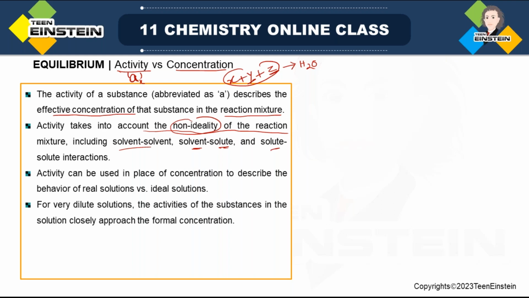So activity can be used in place of concentration to describe the behavior of real situation. So when it is real situation, you use activity. When it is ideal situation, you can use C.